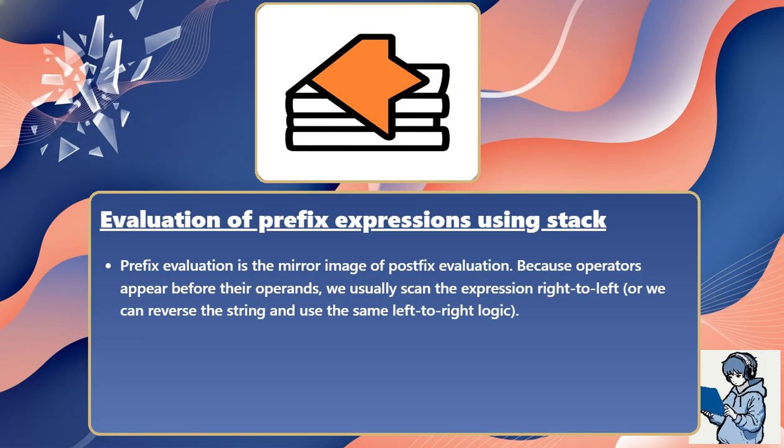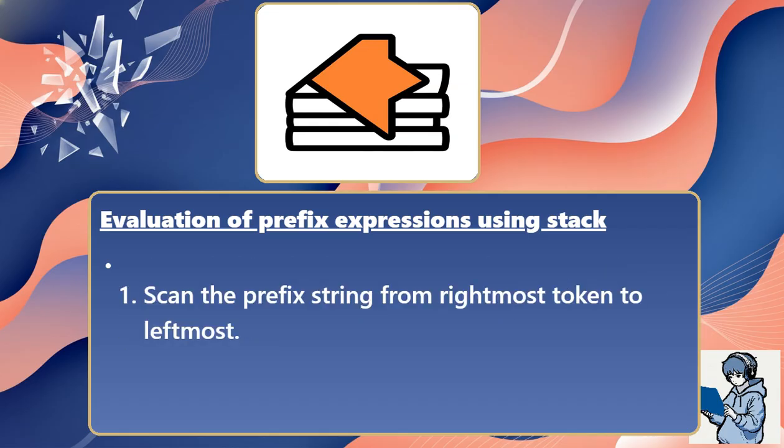Prefix evaluation is the mirror image of postfix evaluation. Because operators appear before their operands, we usually scan the expression right to left, or we can reverse the string and use the same left to right logic. The stack algorithm is: Step 1. Scan the prefix string from the rightmost token to the leftmost.